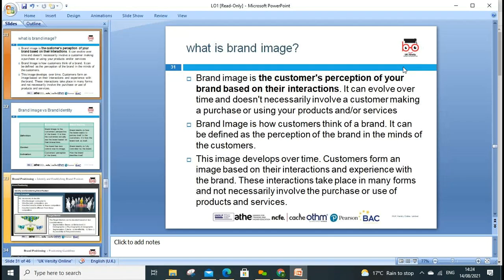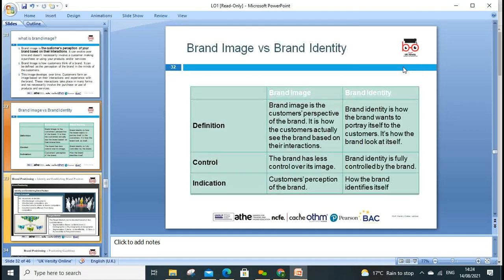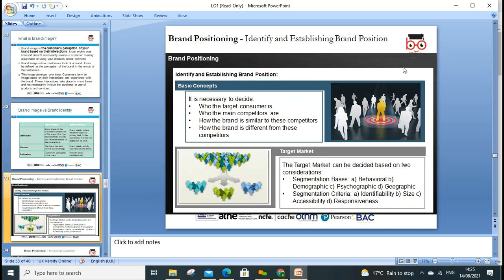Brand identity is the visible elements of the brand, such as color and logo. Brand image is the customer's perception of the brand. When we say Holiday Inn, we think of a 5 star or 4 star stay, so we have an image as well. Brand image is the customer's perspective of the brand, how the customer actually sees it. And brand identity is how the brand wants to be portrayed in the eyes of the customer.